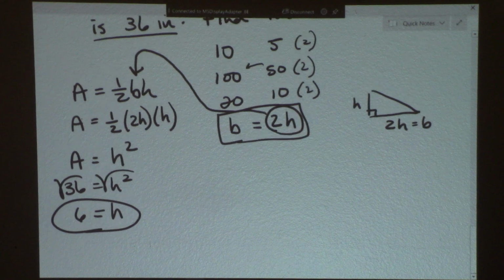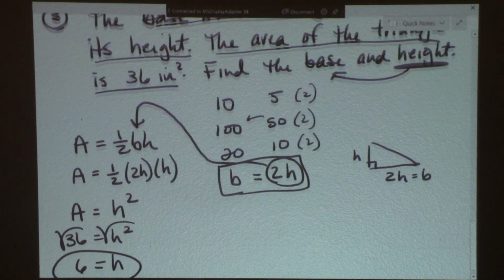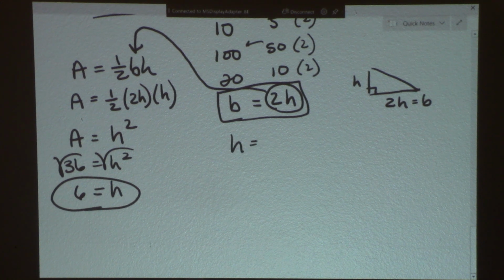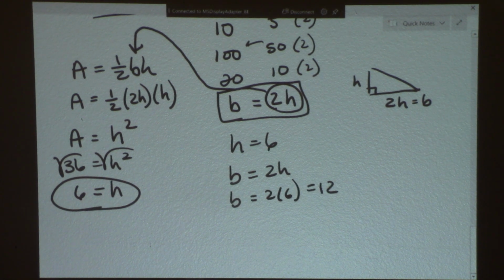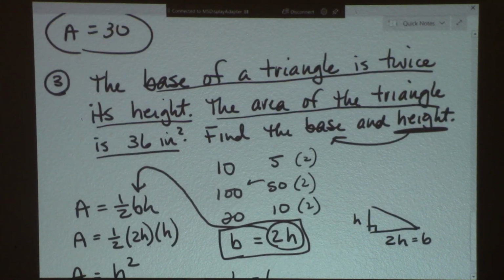But what does the question say? Find the height and the base. So if the height is 6, the base is going to be 2 times the height, which is 2 times 6, and that's 12. So there's my answers, 6 and 12. All right, and let's see, that's number 3.